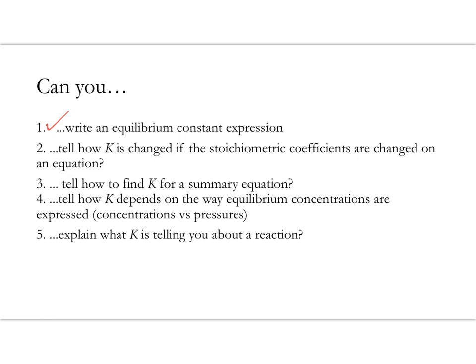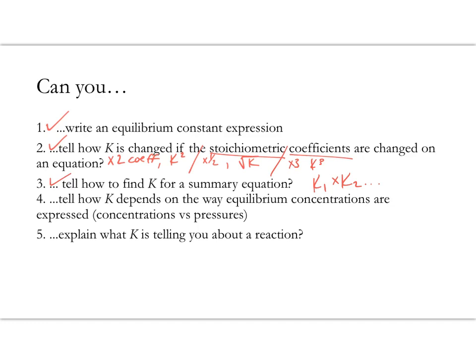You should be able to tell what happens to the value of an equilibrium constant if you change the coefficients in the equation. If you double the coefficients, your K value is squared. If you cut them in half, your K value is now the square root. If you multiplied by 3, the K value would be cubed, etc. If you're finding K for a summary equation, given the component equations, you would multiply the equilibrium constant values.